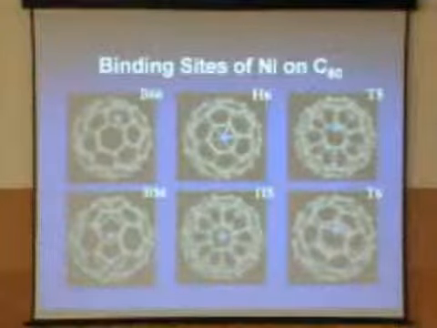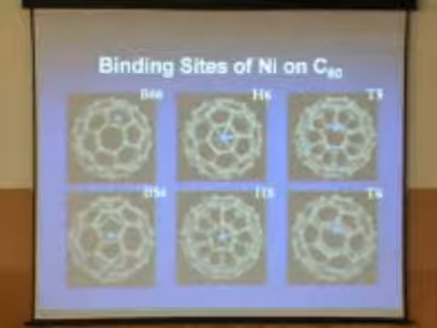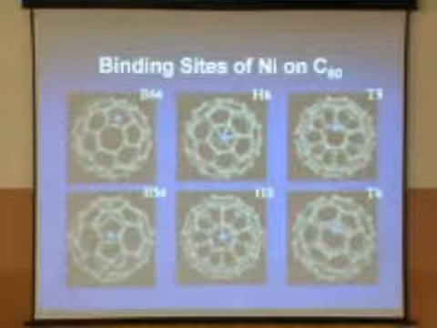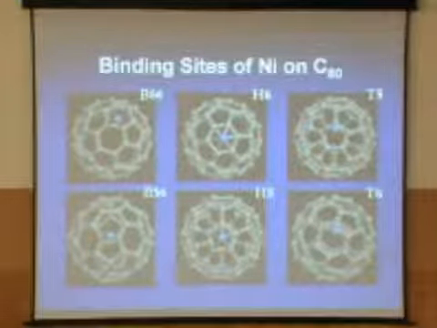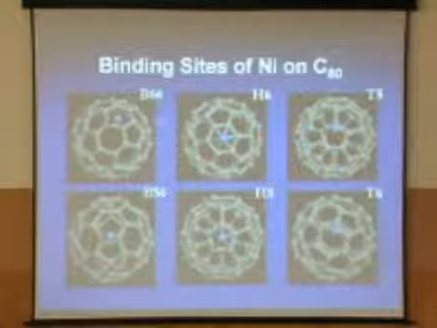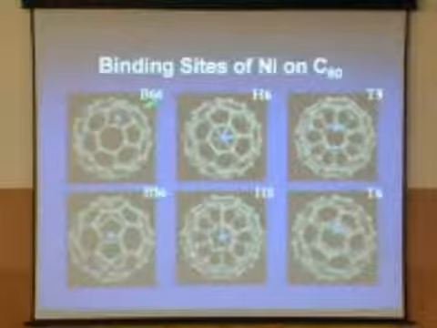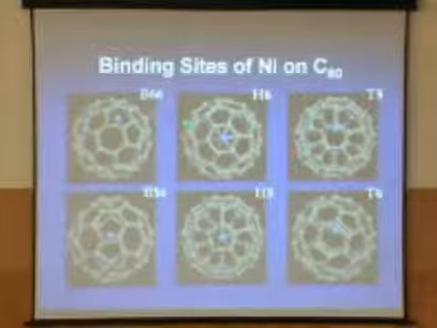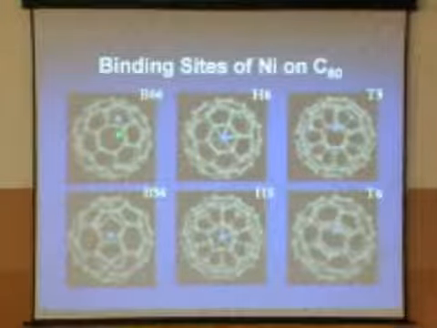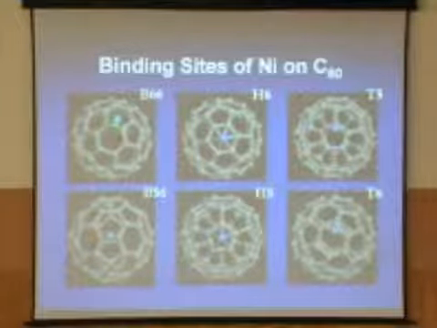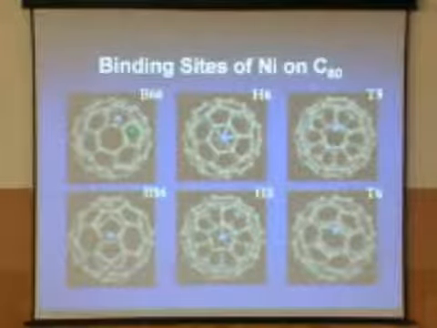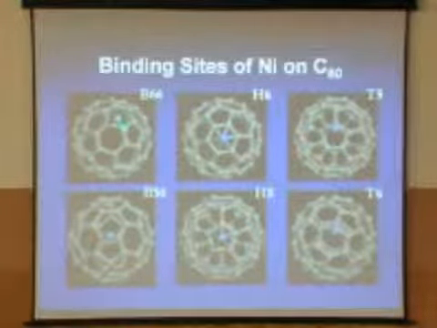Now the C60 cage, on the surface, has 5-member rings and 6-member rings, or a combination. So we have a lot of various binding sites for this contact nickel atom. Let me pick a few here, B for bridge site. B66 means this contact nickel atom is attached to our C60 cage on the bridge where we have two 6-member rings in the vicinity.